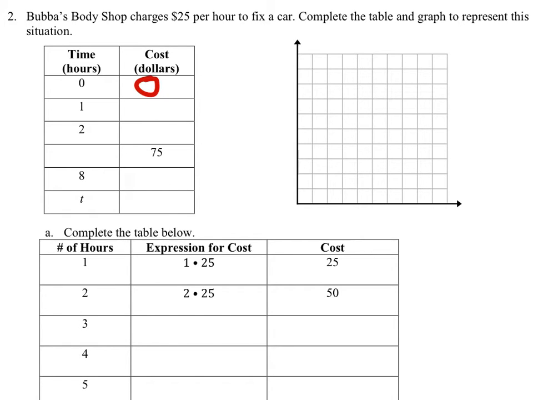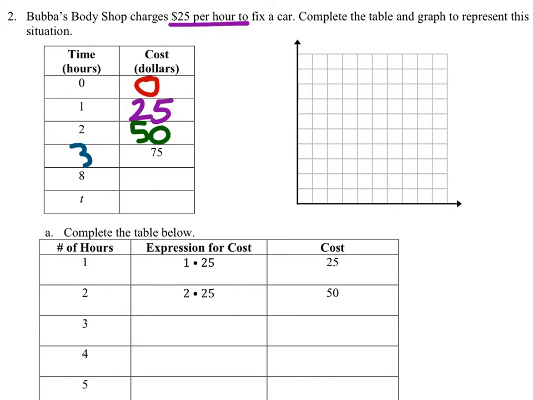Okay. Now, on the other hand, he's going to work for 1 hour, so how much is he going to charge you? $25, because $25 every hour. Well, what if he works for 2 hours? Then how much is he going to charge you? Yep. Bam. $50. But what if he charged someone $75? Then how many hours did he work? That is correct. 3. Well, that's not where that goes. There we go. 3.